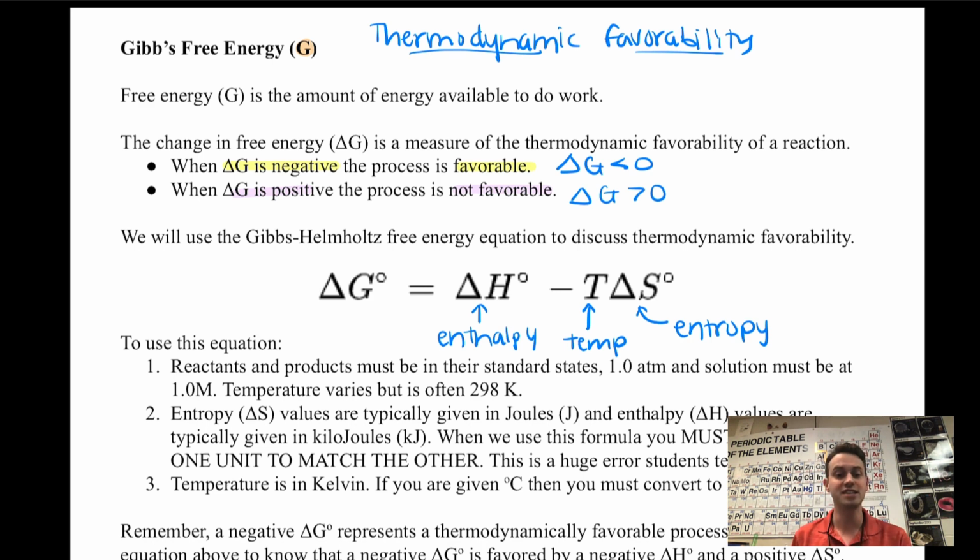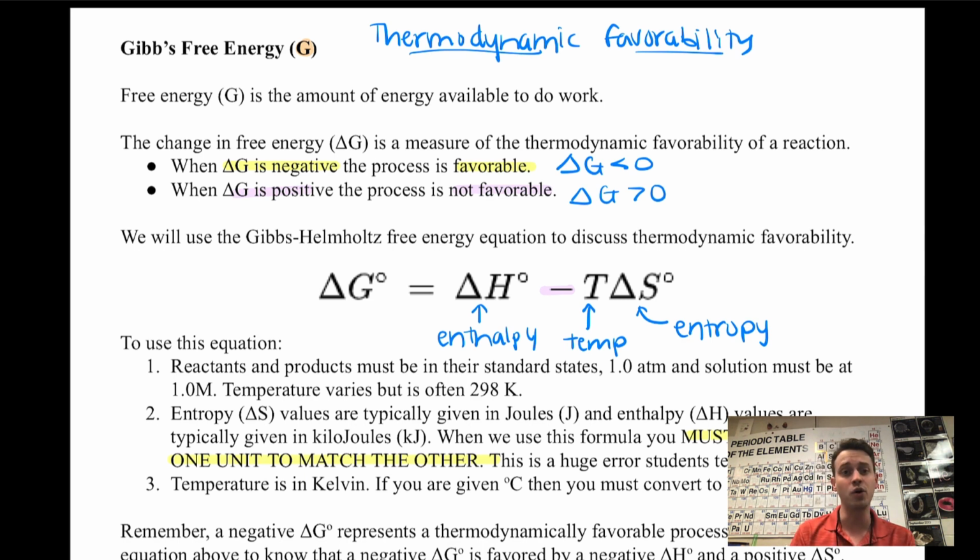Entropy values are typically given in joules, while enthalpy values are typically given in kilojoules. That is one of the biggest mistakes that I see with one of these problems. You have to make sure that these units match up because we are subtracting in this problem. And when you subtract units or add units, the unit has to match. So make sure that you convert one unit to the other. Okay, that's my way of getting your attention because that's super duper important, right? So like I said, that is a huge error that students tend to make.